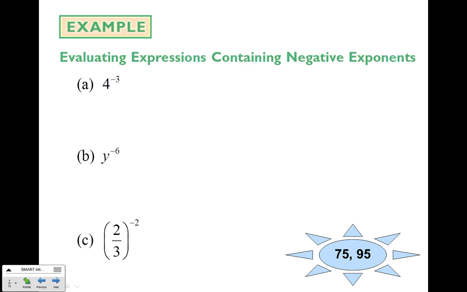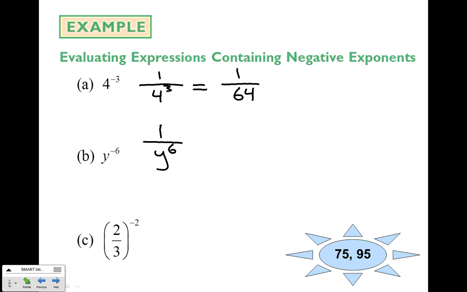All right, so let's evaluate some expressions containing negative exponents. All right, so we see the negative, so first things first, we're going to flip it over. 1 over 4 cubed, and then we're going to simplify from there. 4 cubed, 4 times 4 is 16, times 4 again is 64. Y to the negative 6, just flip it over, 1 over y to the 6th.